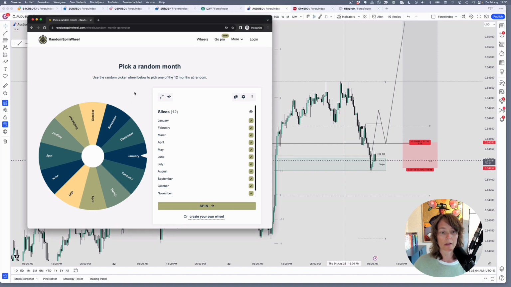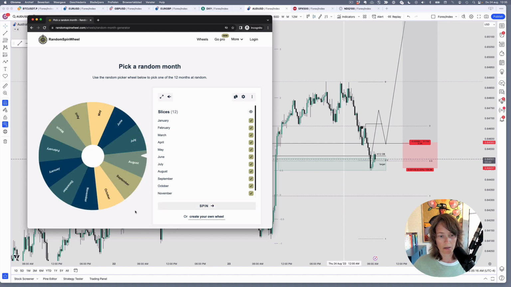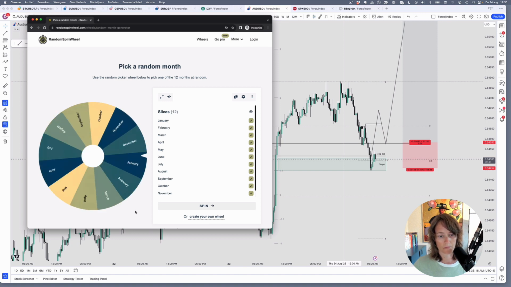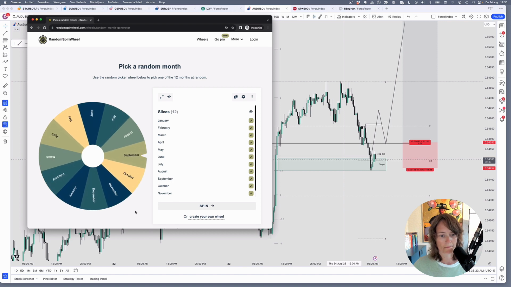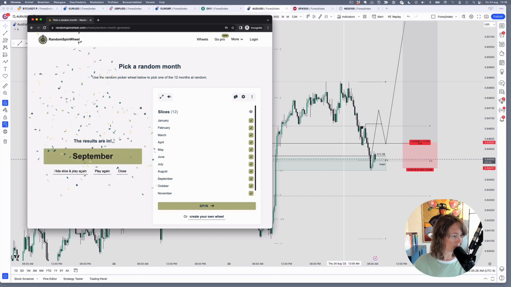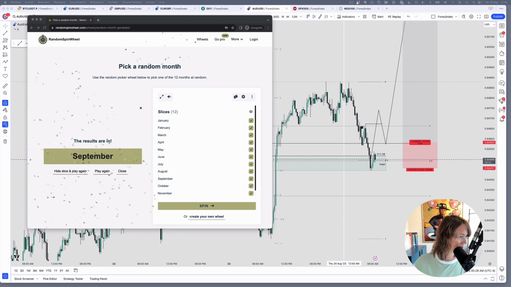So I have a random month picker, and then I'll do that month of 2022, and that's where I put my settings on FX Replay, and then we're off to the races. So let me spin. All right, so September. Great. Let me prep the session. I already had it over here. Real quick, September. Yeah. 2022.